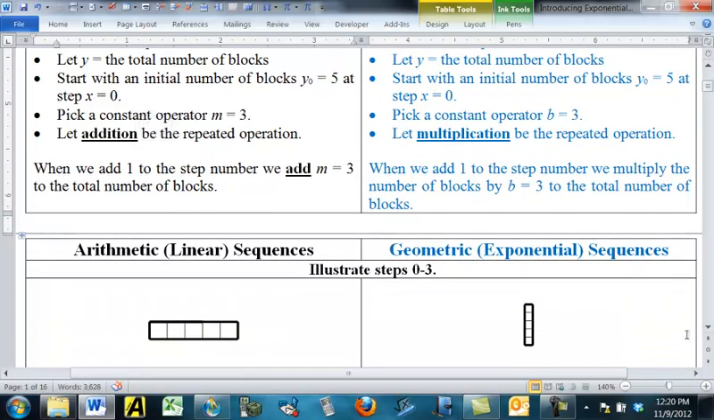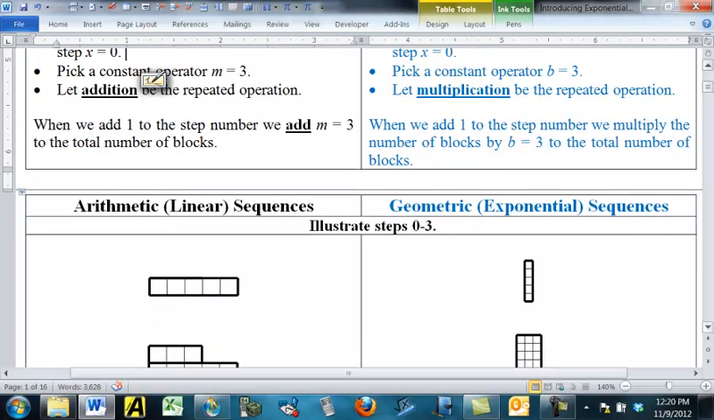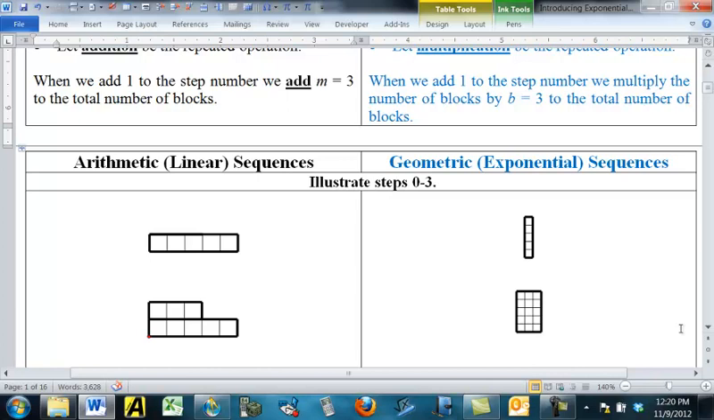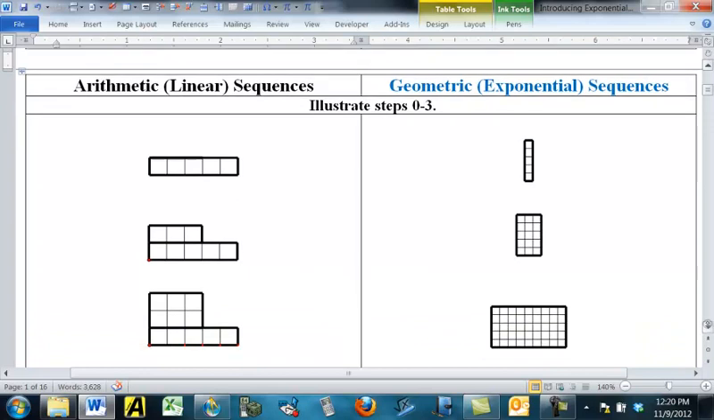First we start with 5 blocks in both cases. Next we do whatever it says. On the left, we're going to add 3 more blocks, so we have a total of 8 blocks now. On the right, we're going to multiply the total by 3, which is going to give us 15 blocks. And this is one way you could arrange the blocks.